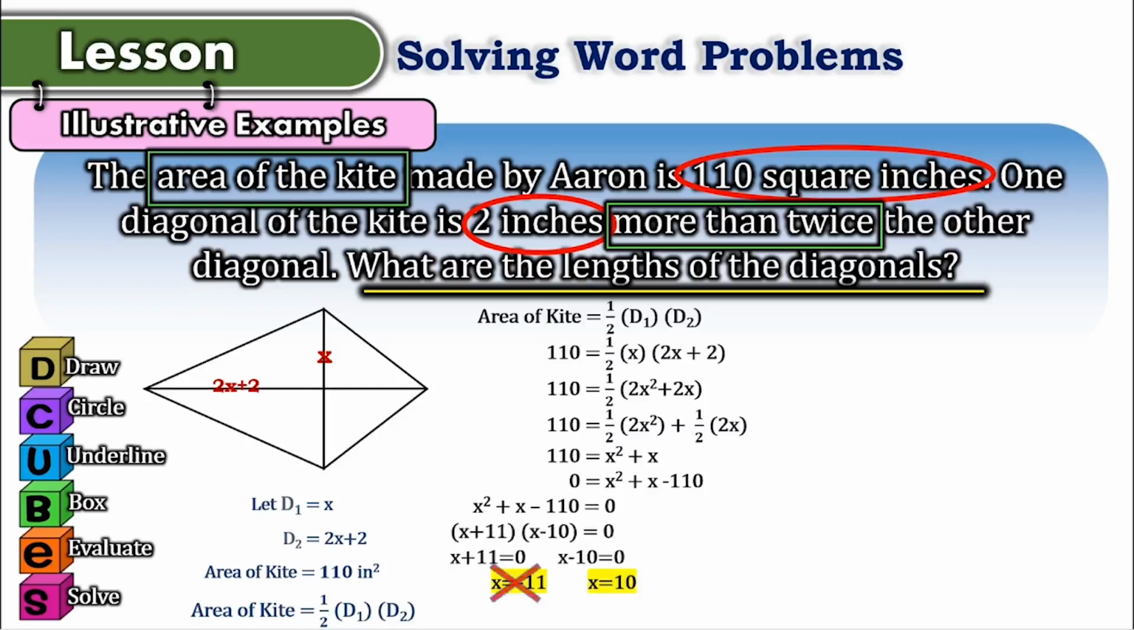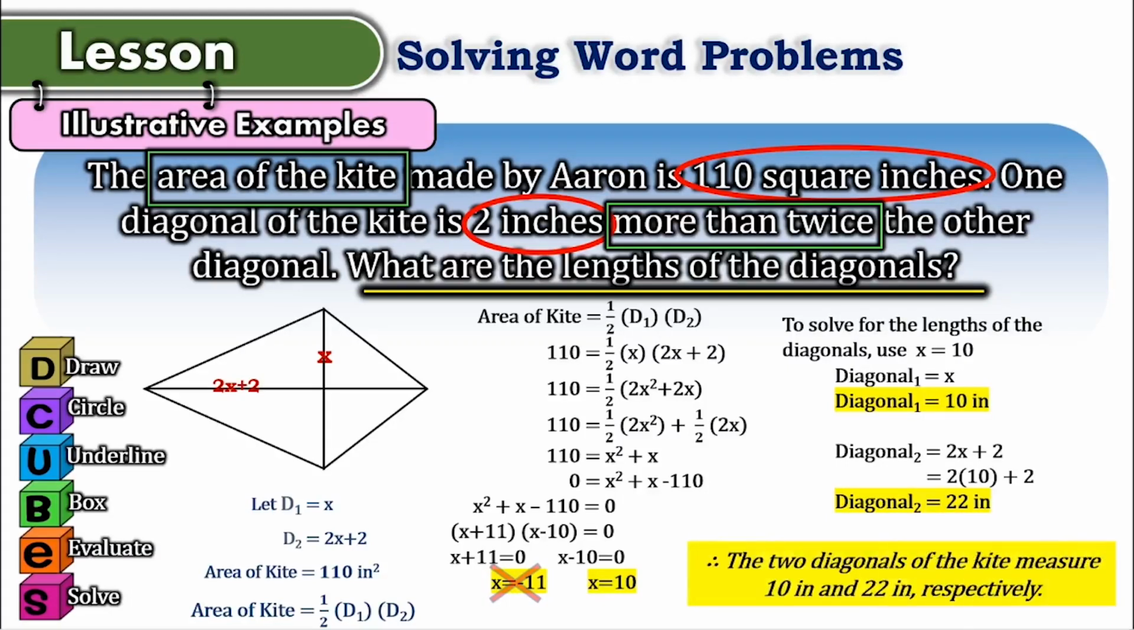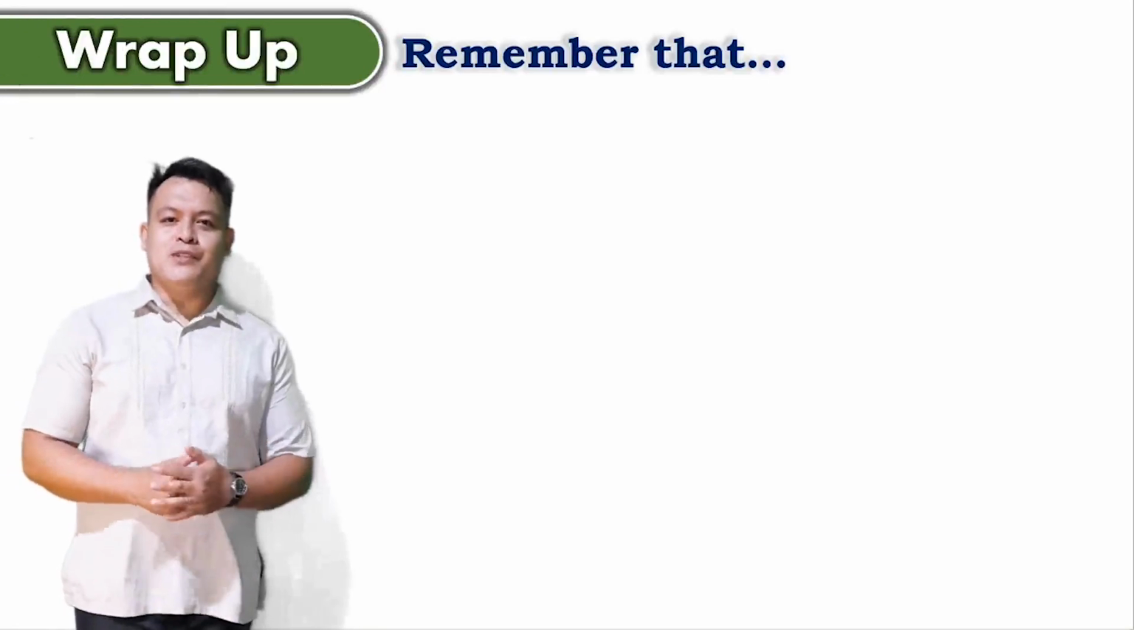We need to omit the negative answer since we are dealing with measurements. Using x is equal to 10 in solving for the lengths of the 2 diagonals, we obtain 10 inches and 22 inches. Thus, the 2 diagonals of the kite measure 10 inches and 22 inches respectively. Let's wrap up today's lesson.